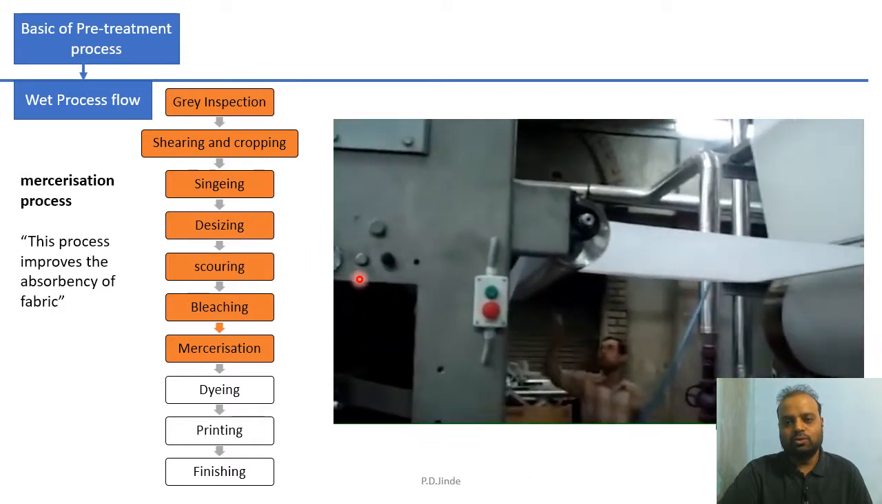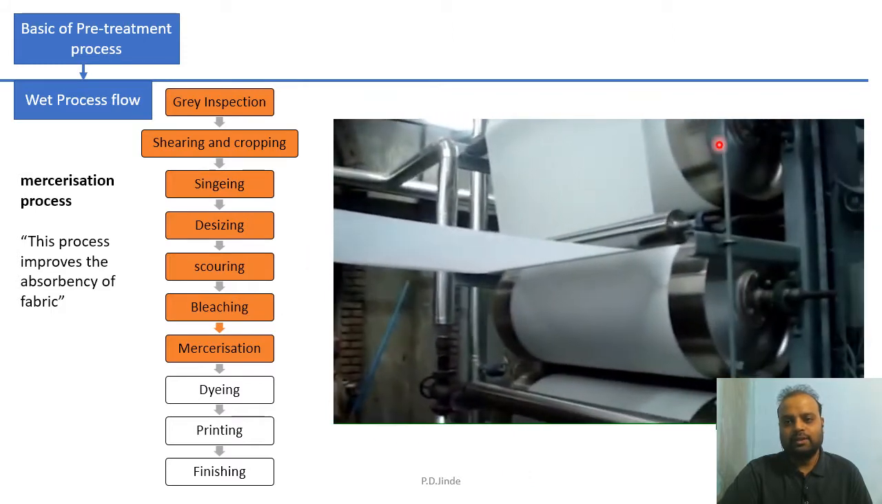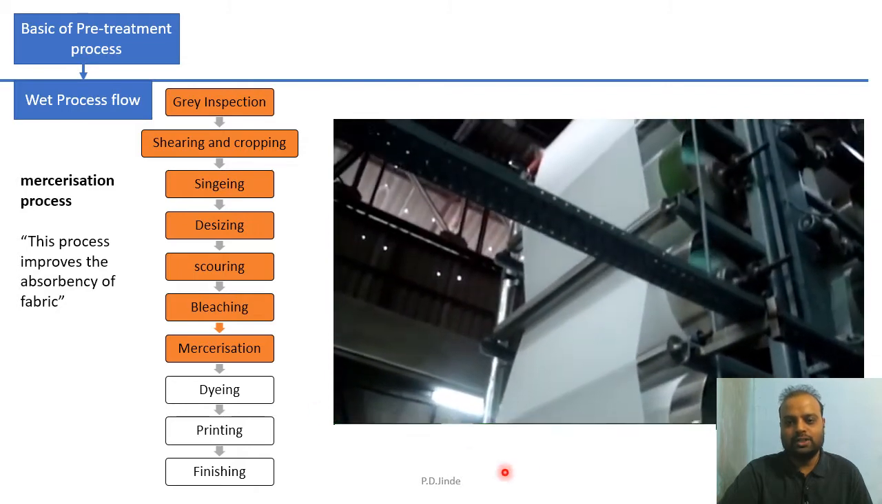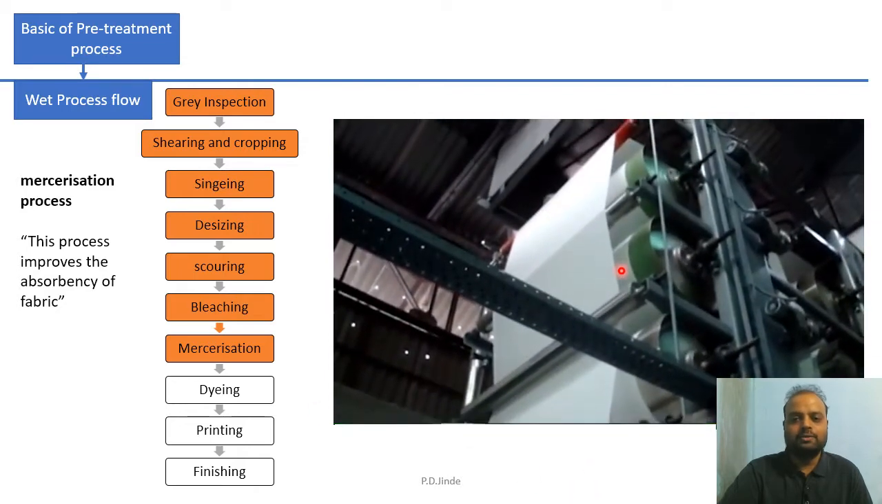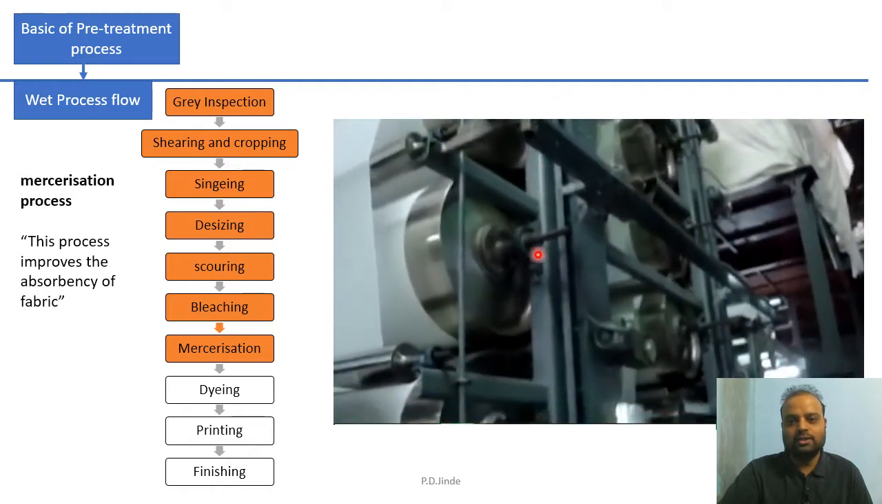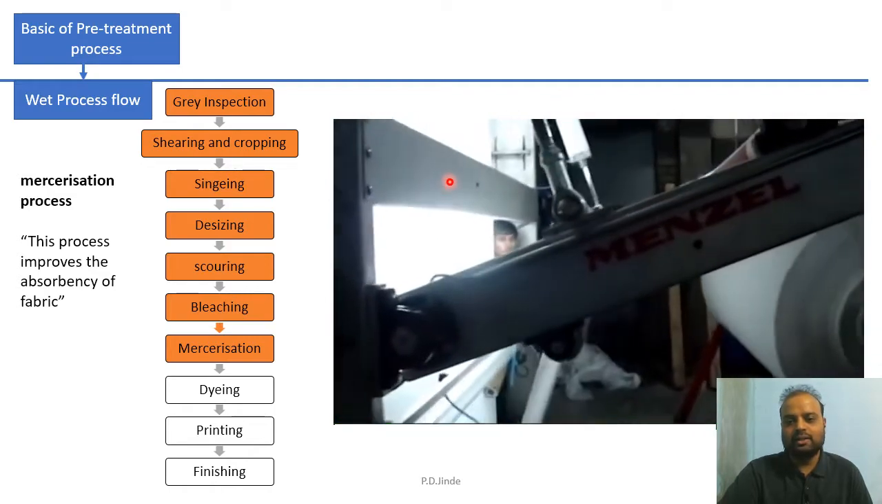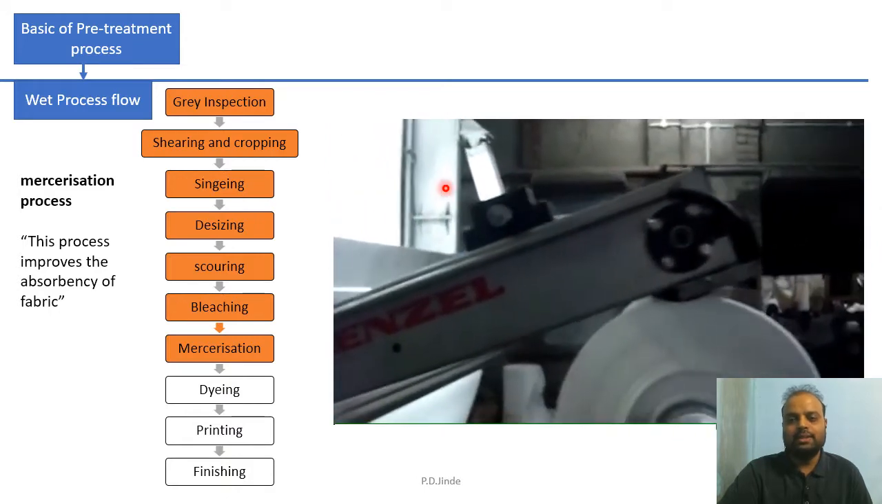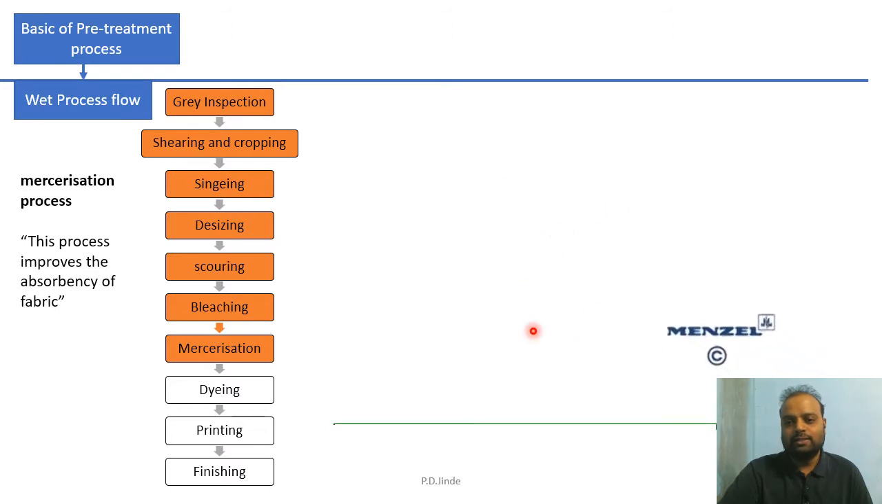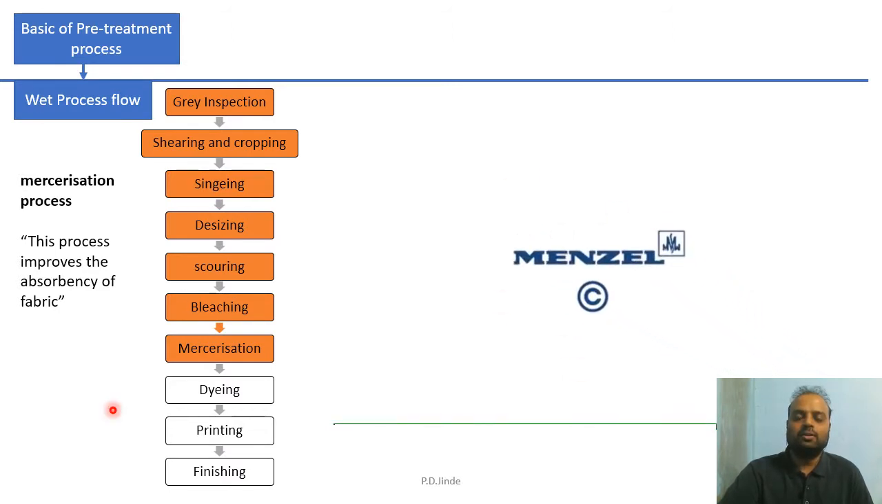Drying takes place over there. In these cylinders, drying takes place. The fabric which is bleached now becomes mercerized. This mercerized fabric passes over these cylinders. These cylinders are very hot. So fabric now gets dried up quickly, and this dried fabric is wound onto a roller.